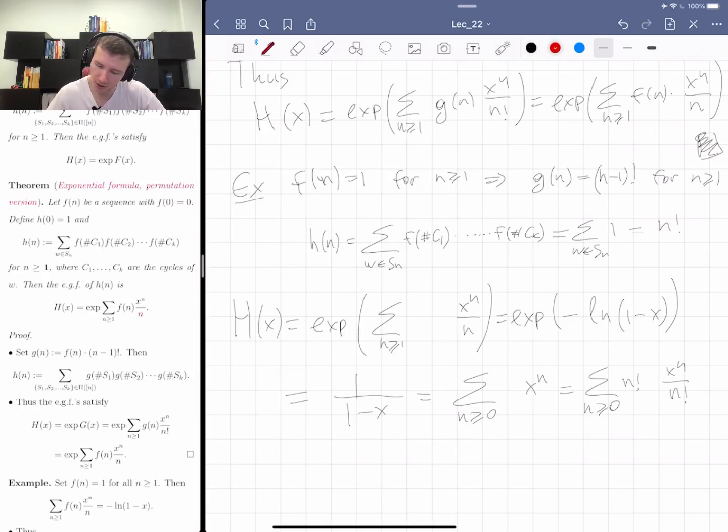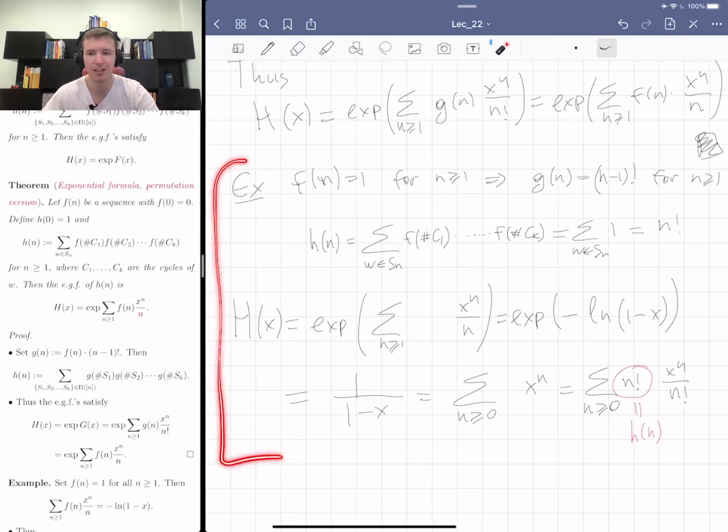And h of n is the coefficient of x to the n over n factorial. So everything is consistent. I have computed n factorial in 2 different ways. So that's probably not surprising. And any questions on this example before I do a slightly more interesting one?